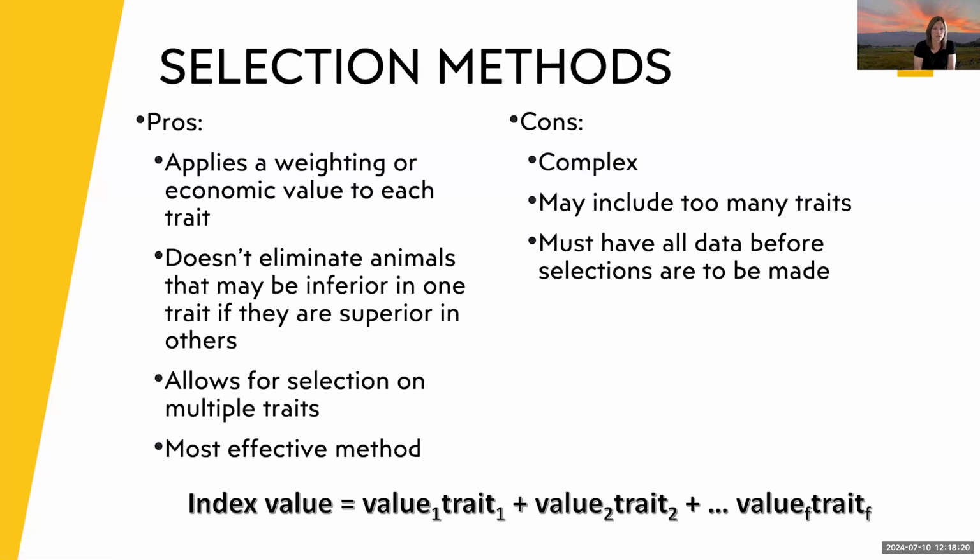You can put as many traits as you want into an index, but it doesn't always eliminate the ones that are inferior in a specific trait if they compensate for it in some other traits. But this is probably the one that's going to be the way that you can select on multiple things and still make progress in multiple different traits.